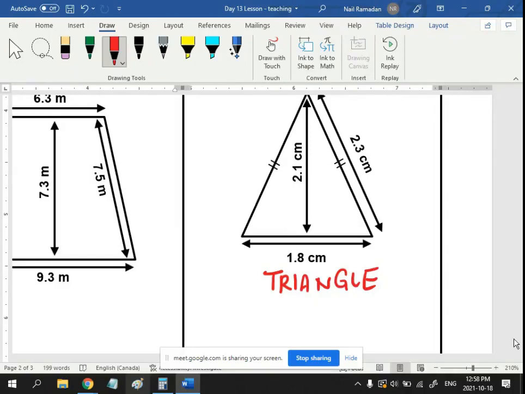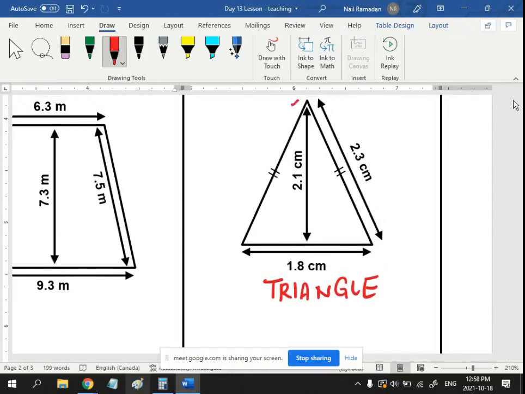Why? Because this symbol is the same as this symbol. So this one is also 2.3. Awesome. So I'm just going to put a quick double-headed arrow right here. There we go. 2.3. Okay, now we're ready.